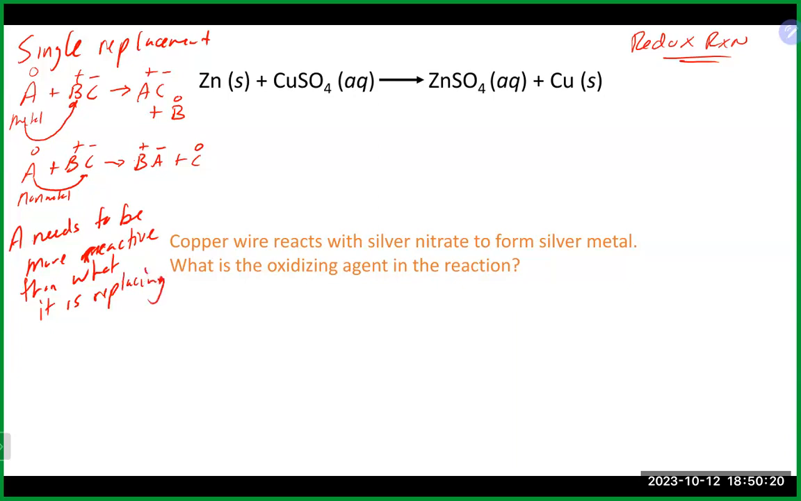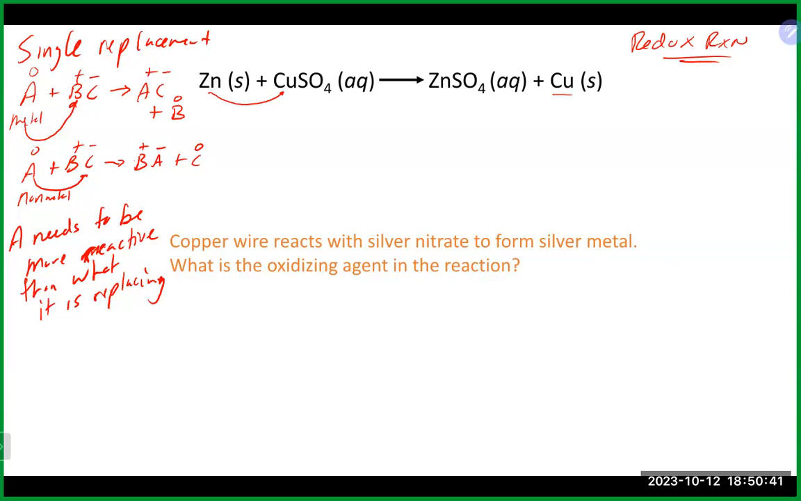For this reaction to take place. If it is less reactive, then the reaction will not take place. So in this case, our zinc is coming in and kicking out the copper. Copper is coming out and we make an ionic compound. This is a single replacement reaction, which is a more specific classification of a redox reaction.